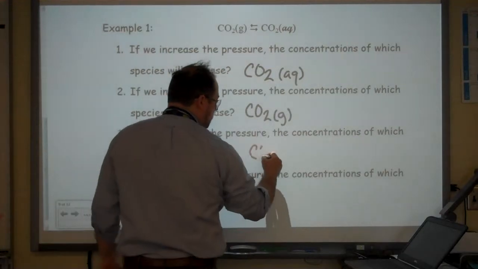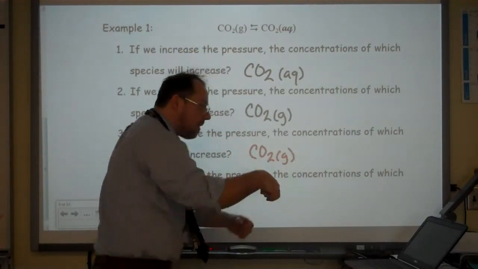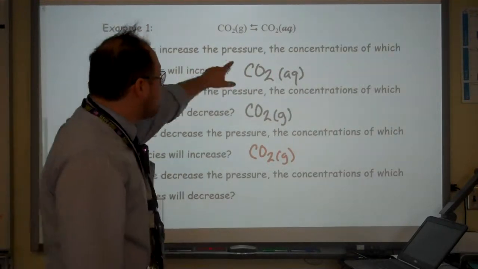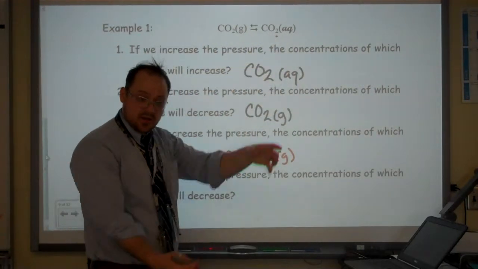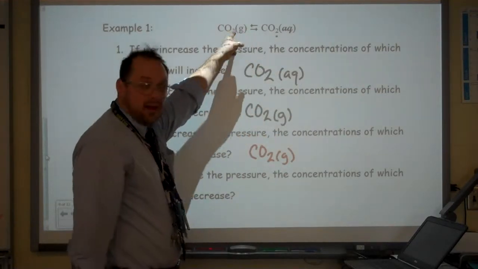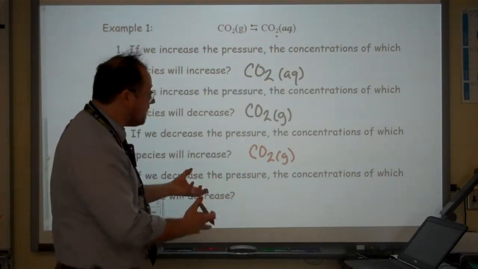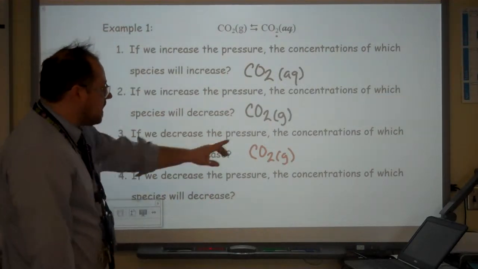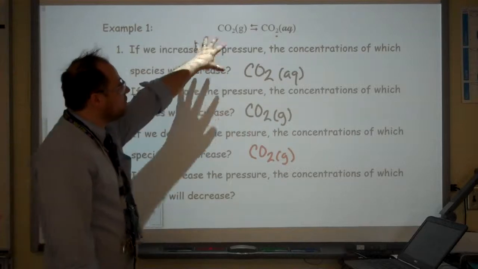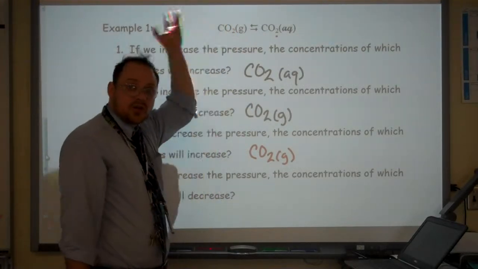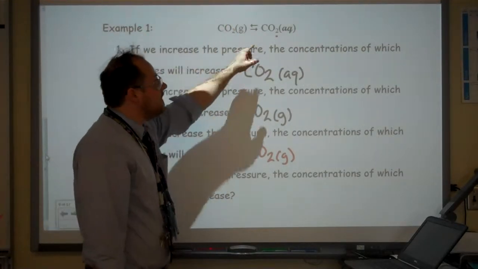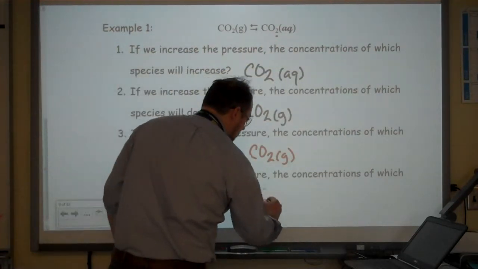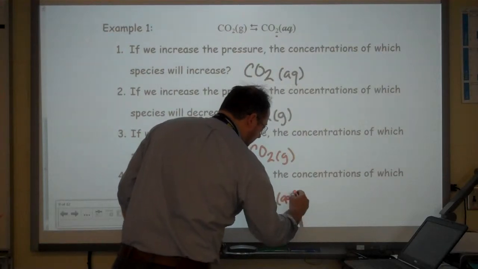The CO2 gas. It's like when you pop the top on your soda can, you decrease the pressure inside the can, so all the gas comes from the aqueous state dissolved in your soda, and starts bubbling out and making your soda pop fizzy. Okay? If we decrease the pressure, the concentration of which species will decrease? So if we remove the pressure on the gas, it's like we're removing the gas, the concentration of the CO2 that's dissolved in the water is going to drop. So CO2 aqueous, that's going to drop.